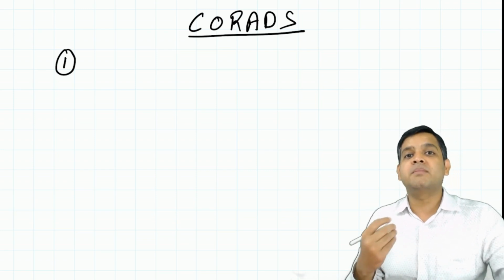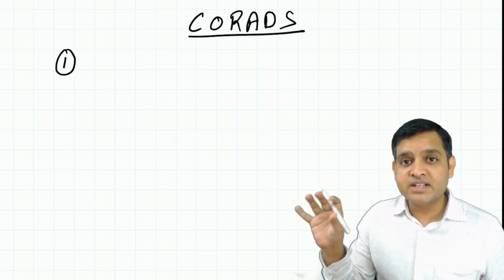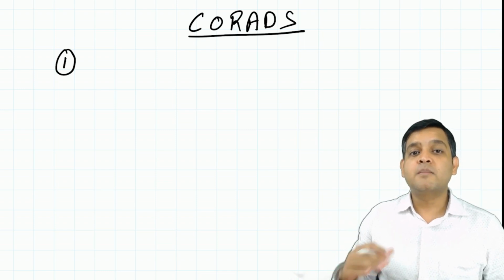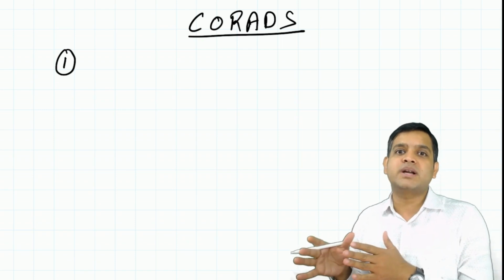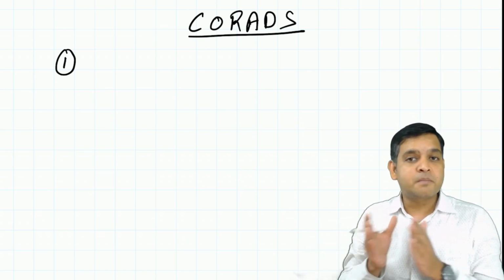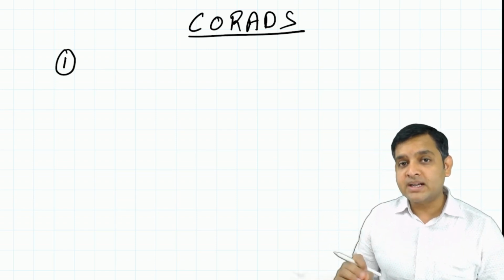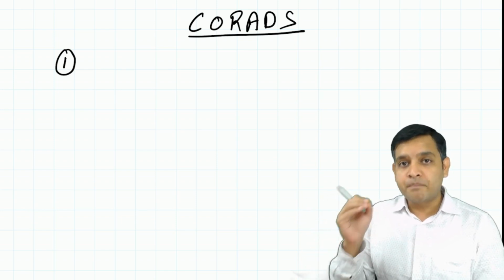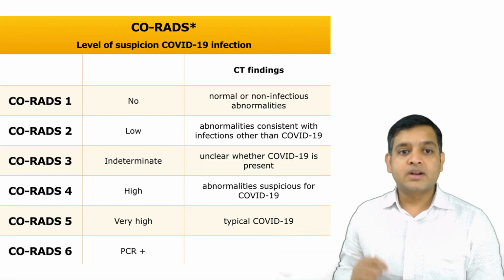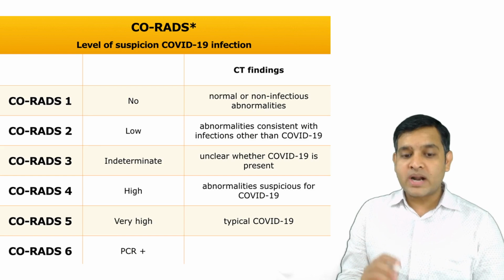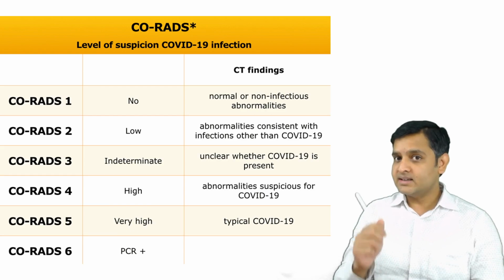CORAD is about predictability. It is basically assessing the predictability of whether the given changes in the CT scan point towards a particular disease. In fact, all the systems that we talk about, BIRADS, CORADS, PIRADS, LIRADS, VIRADS, they all are about the predictability or the chances of having a particular disease in a particular imaging. So if I show you a CORAD, now this is a CORAD system. In this CORAD system, we have got 1, 2, 3, 4, 5 and 6.